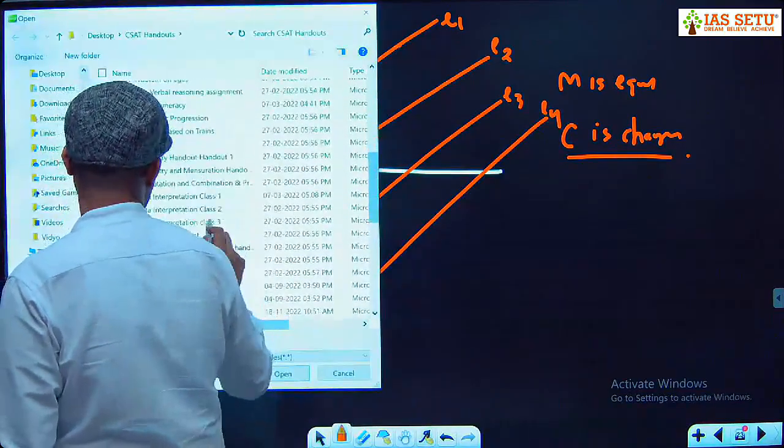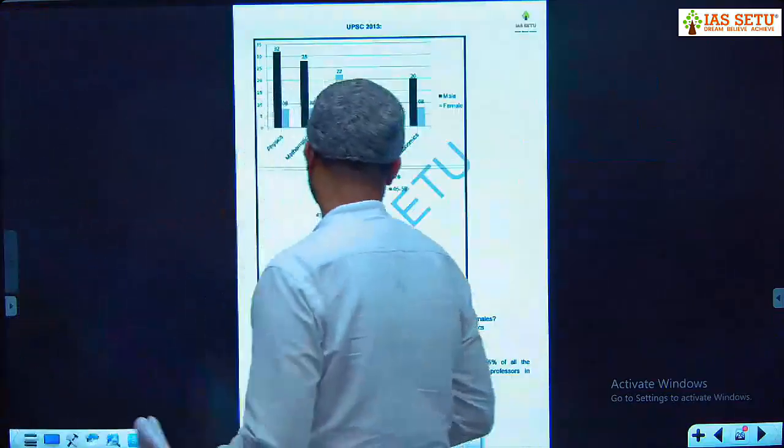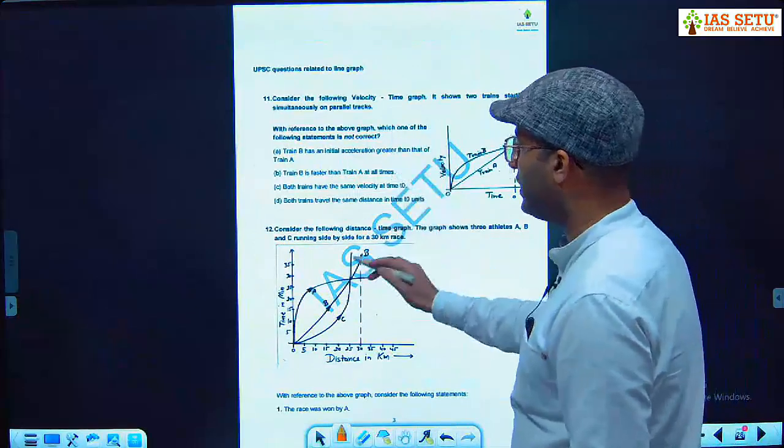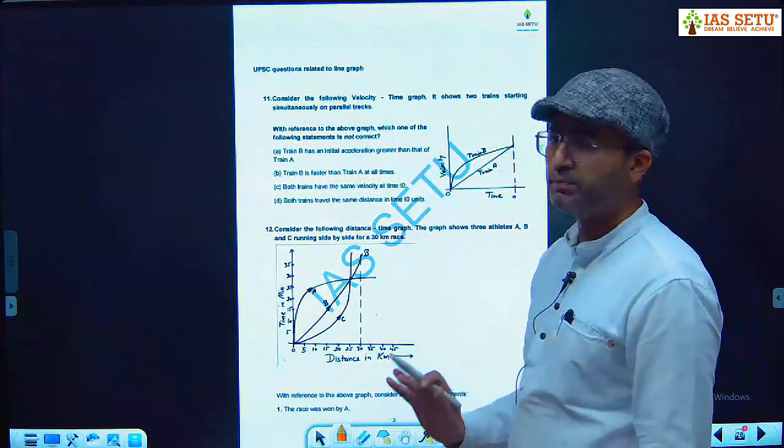Now here DI, page number 36. Question number 11, 12, 13. This is a UPSC previous year question.